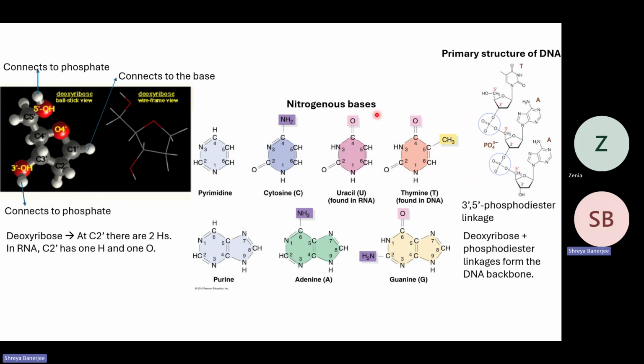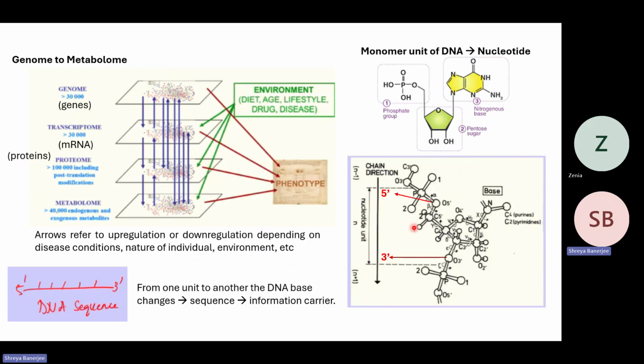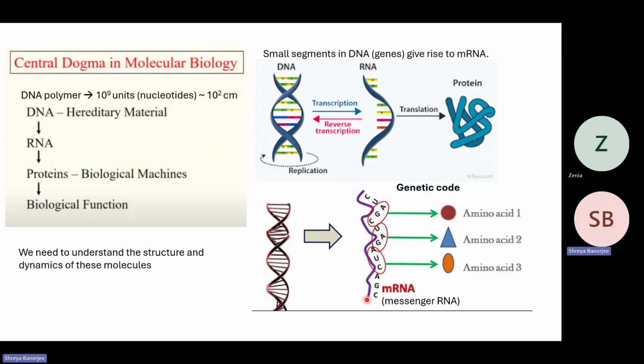Now for the nitrogenous bases. So there are 4 nitrogenous bases: adenine, guanine, cytosine, and thymine. In RNA, instead of thymine, you have uracil. So instead of T, you have U. So if you look at this, this is RNA. So instead of T, you have U.